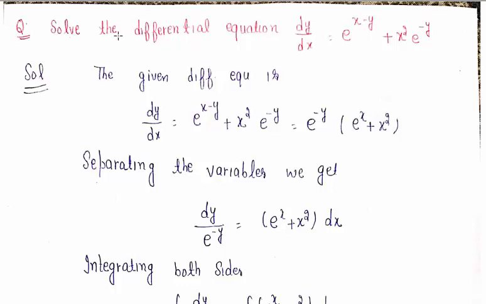So our first question is, solve the differential equation dy over dx equals e raised to power x minus y plus x square e raised to power minus y. Firstly, we write the given equation. From this equation, we check that the term e raised to power x minus y can be written as e raised to power x into e raised to power minus y. So e raised to power minus y is common. After taking e raised to power minus y common, the remaining term is e raised to power x plus x square.